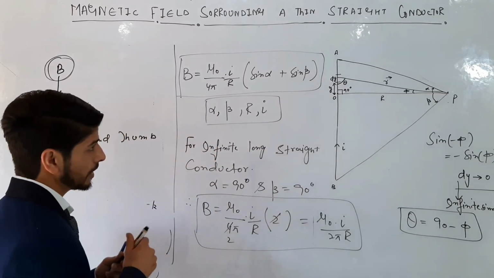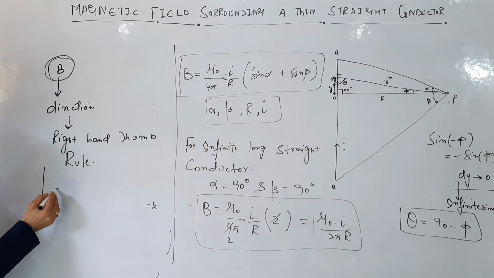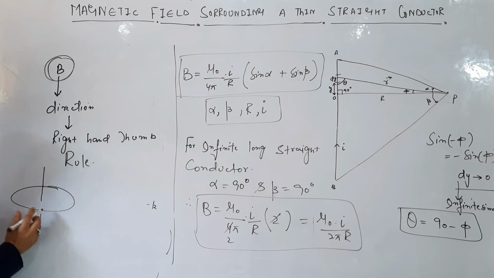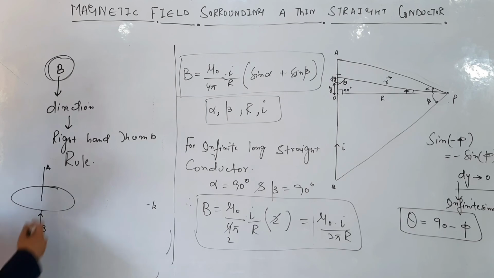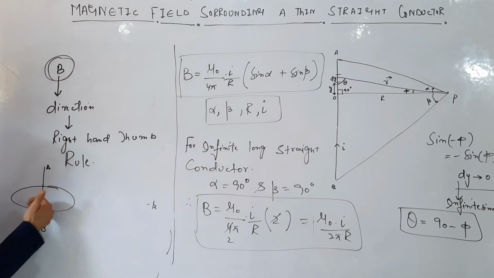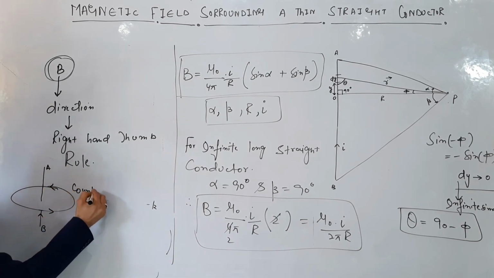What will be the direction of the magnetic field here? If the current through the conductor is from B to A, and point P lies on the right side, the current is in this direction. What will be the direction? It will be counterclockwise.